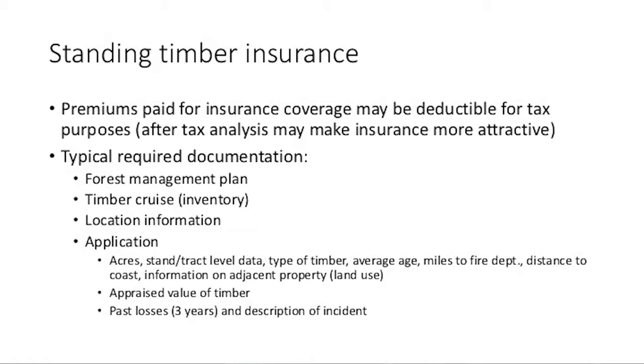Now, in terms of obtaining a policy, the type of documentation the insurance company is going to want. They're going to want to see a forest management plan that's going to have a timber cruise, which is just an inventory of all the timber on your property, its estimated value and volume, location information. So in that application, it'll ask about acres, how many different stands, different forest types within your property, the type of timber, how old it is, how far away your timberland is to the nearest fire department, distance to the coast, what is the adjacent property being used for. And then the timber will have to have an appraised value, and they'll also want information on past losses and a description of what those may have been. So fairly detailed amount of information that will be necessary.